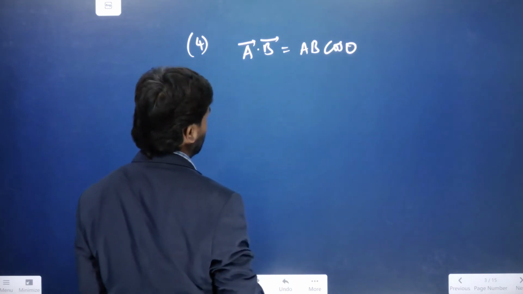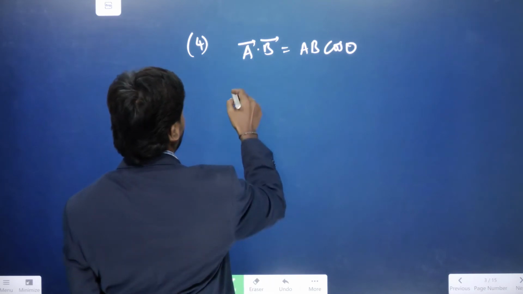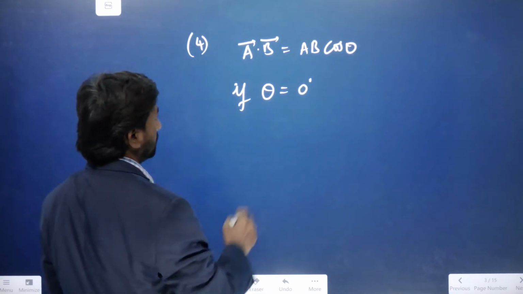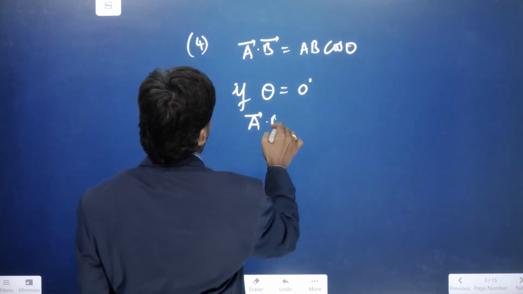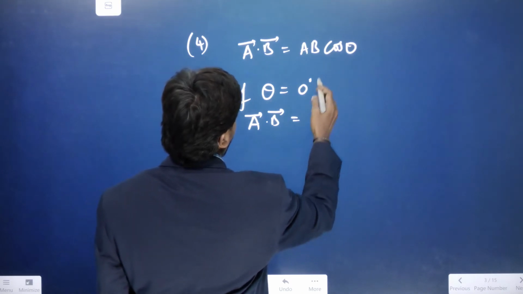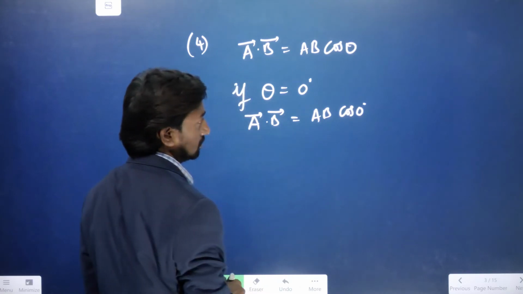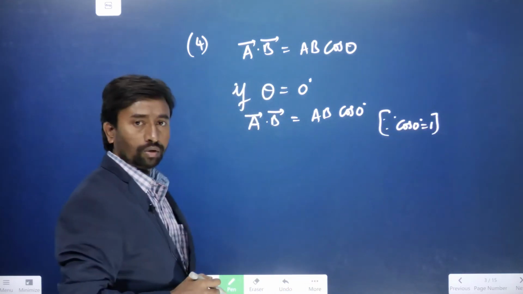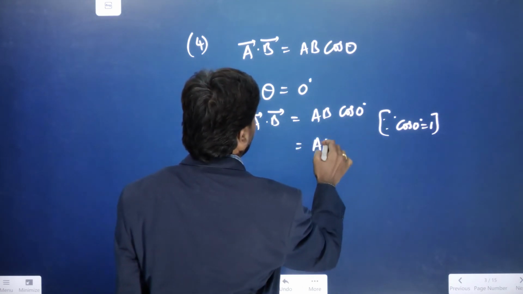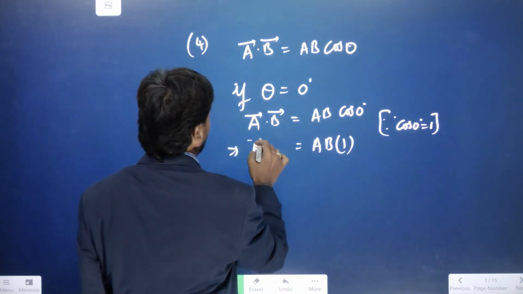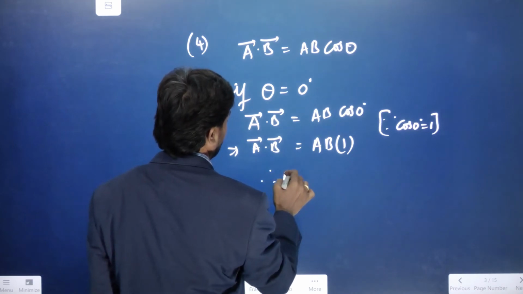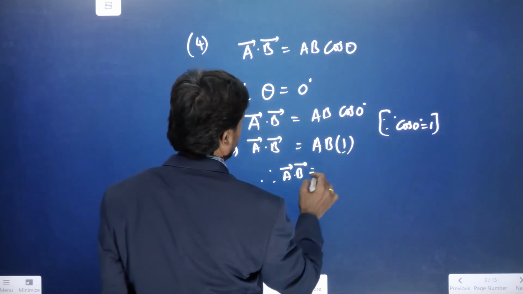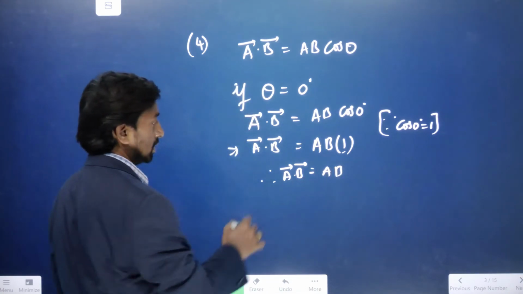So to be maximum, if theta is equal to 0 degrees, then what happens? a bar dot b bar is equal to ab cos 0. We know that cos 0 degrees is equal to 1. So here we get ab into 1. So a bar dot b bar is equal to ab.